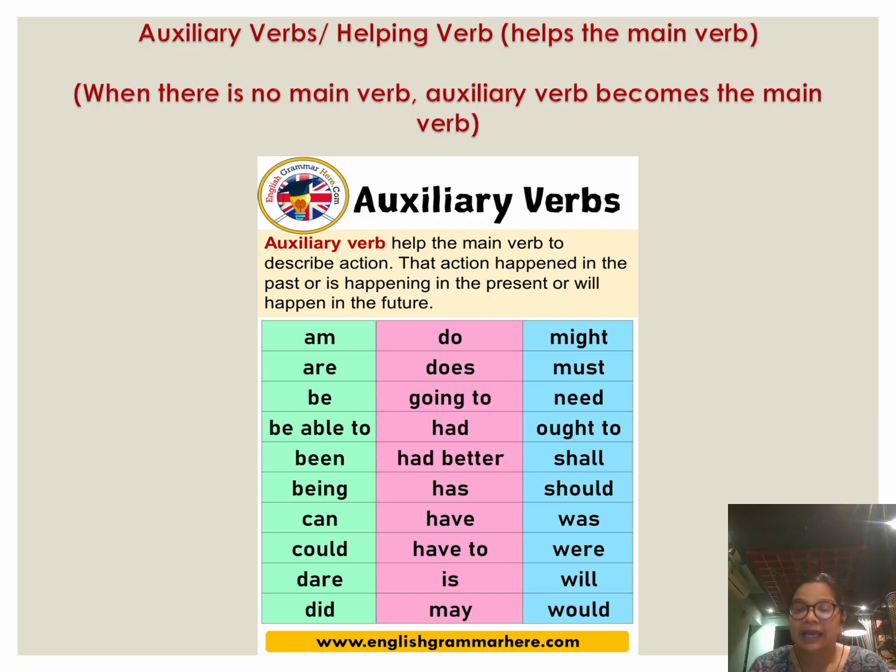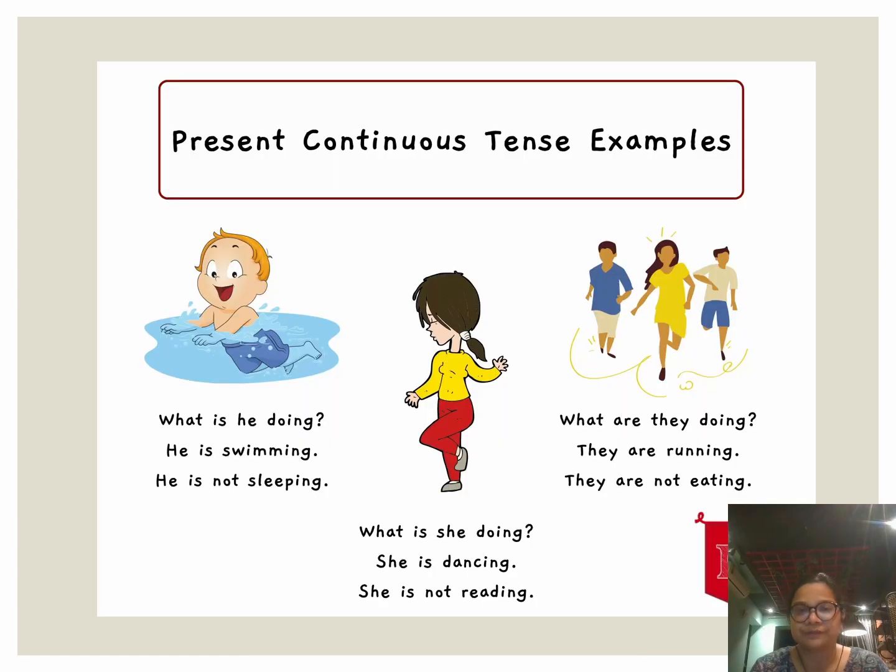So next we are going to present continuous, then present perfect, then present perfect continuous. So you should be able to understand the auxiliary verbs also. Now we will go to present continuous tense.